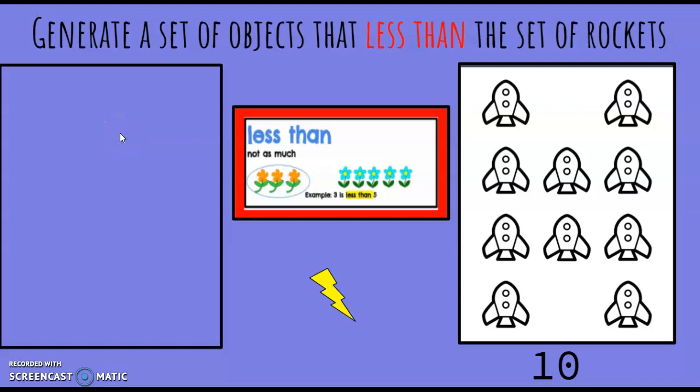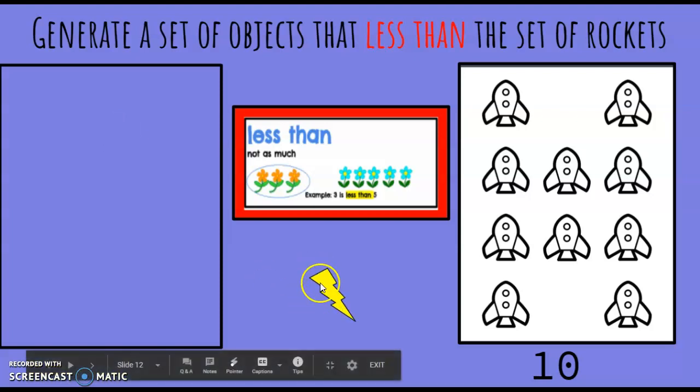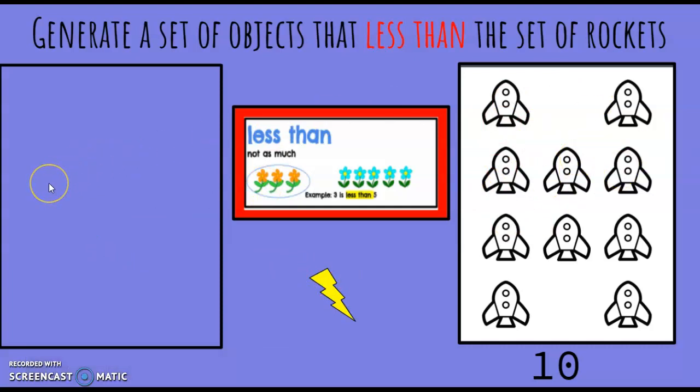So when we generate our set of objects here, okay, we have to make sure that there are not more lightning bolts, because that's what we're going to use, than rockets, okay? So let's make that less. Let's count. 1, 2, 3, 4, okay? Now, do we have less than the rockets? Yes, we do. Good job. So we can say that the lightning bolts are less than the rockets. Can you say that with me? The lightning bolts are less than the rockets.